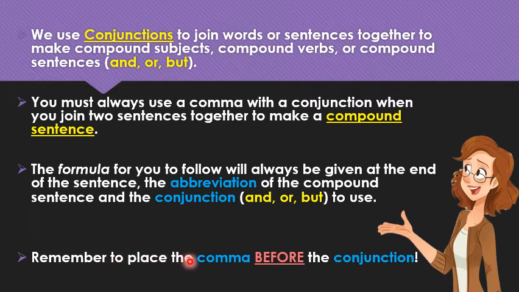Remember to place the comma before the conjunction. Now, this is very important. You always have to put the comma before the conjunction. Okay? Always. Keep that in mind. Place, it means you have to put it, the comma before the conjunction. Please keep that in mind. Don't forget that, okay? You have to put comma and the conjunction. You're going to see that in the following sentences, okay?